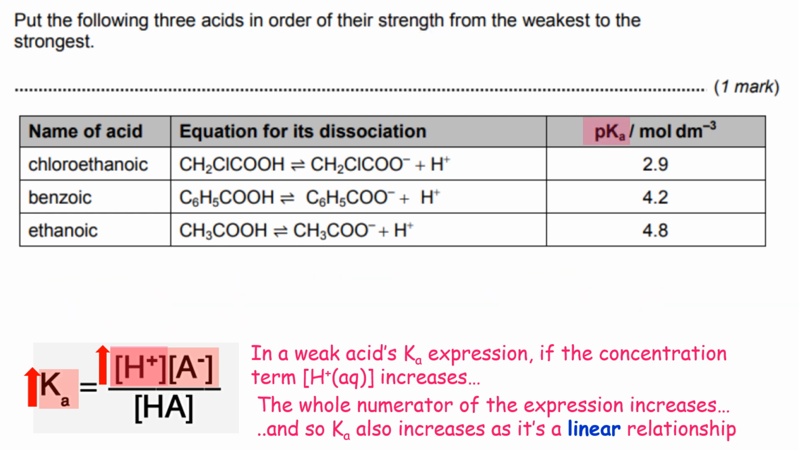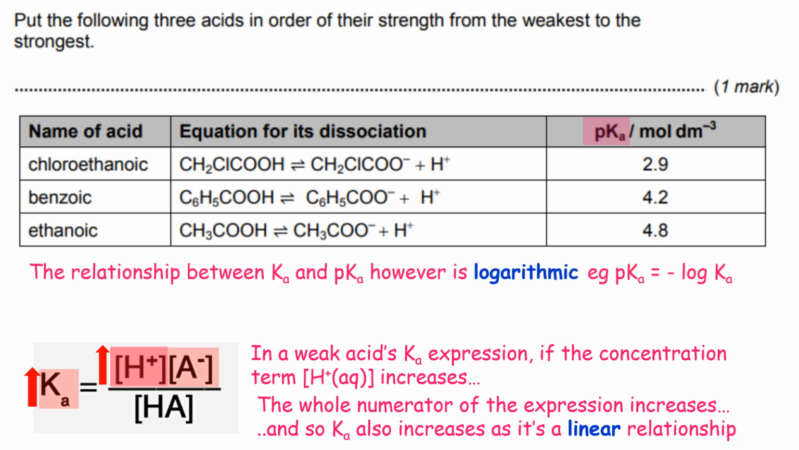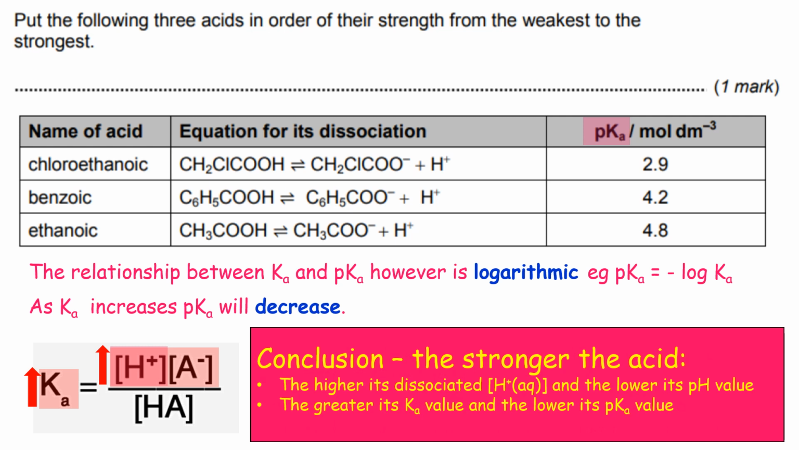However, if we take the pKa value that we're given, the relationship between Ka and pKa is logarithmic. So pKa is minus log of Ka. What this will mean is that as Ka goes up, pKa will decrease. So from this we can conclude that the stronger the acid, the higher its dissociated hydrogen ion concentration and the lower its pH value. Also, the greater its Ka value and the lower its pKa value.